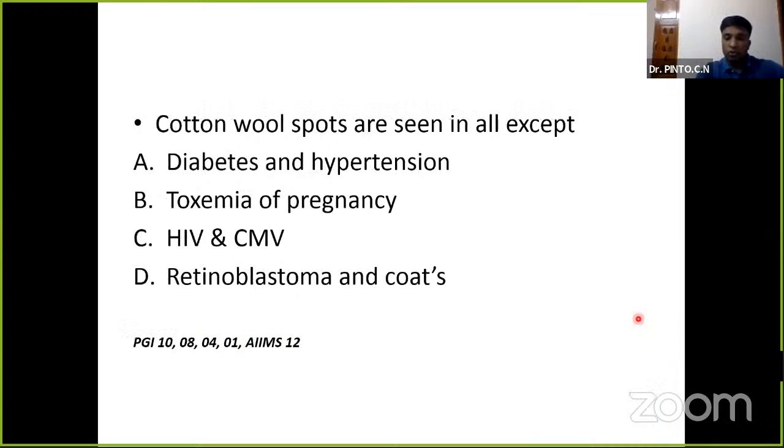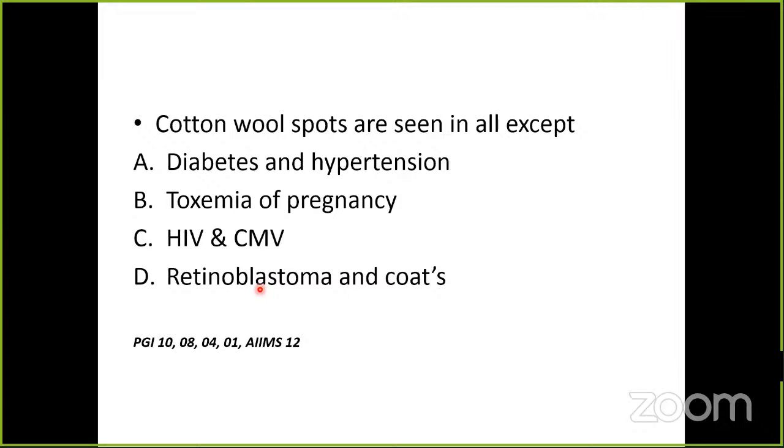Okay, so let us answer some of the questions. Cotton spots are seen in all except: diabetes, hypertension, toxemia of pregnancy, HIV and cytomegalovirus, retinoblastoma, and Coats disease. Any students attending? Anybody? Yeah. Yes, sir. Any guess?